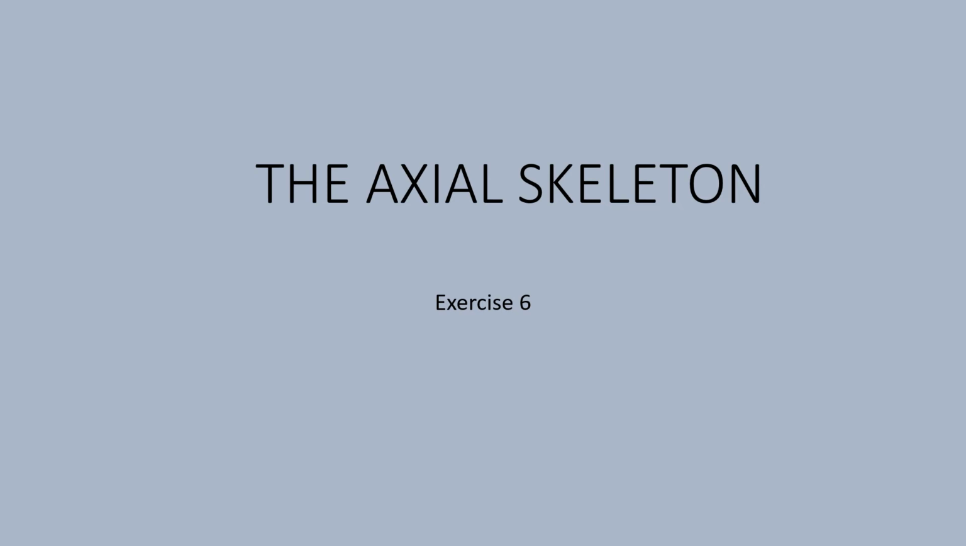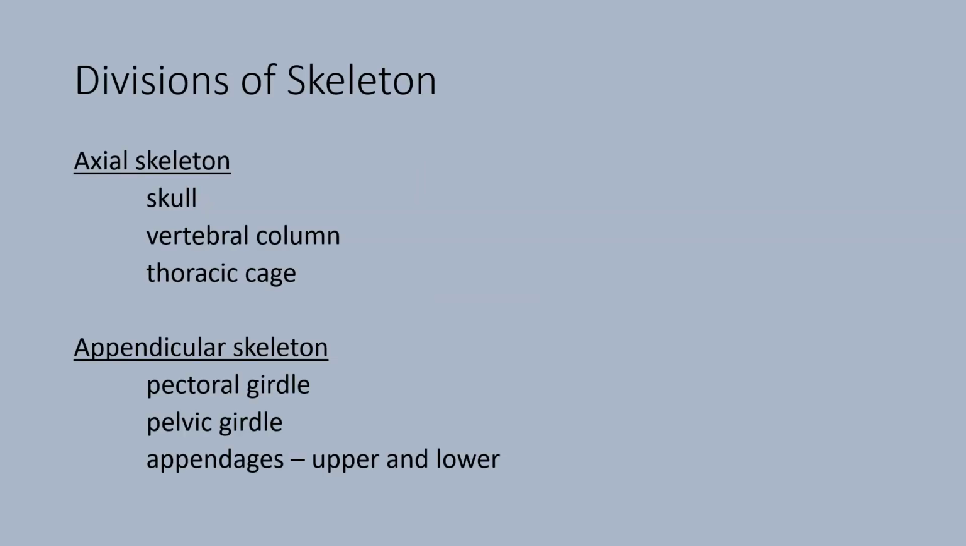Hello, this is exercise 6, the axial skeleton. So the skeleton is divided into two parts. We've got the axial skeleton, which is what this exercise will deal with, and that includes the skull, the vertebral column, and the thoracic cage. The appendicular skeleton, which is the other part, involves the pectoral girdle, the pelvic girdle, and the appendages. The pectoral girdle is what attaches the arms to the rest of the body. The pelvic girdle, the hip, is what attaches the legs. So today we're just going to focus on the axial skeleton.